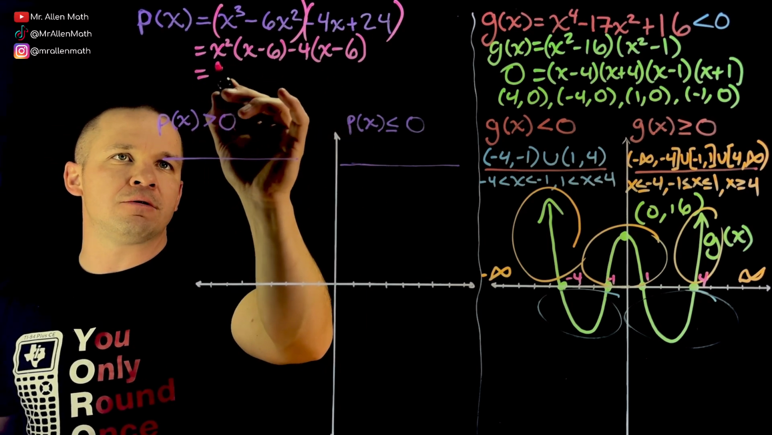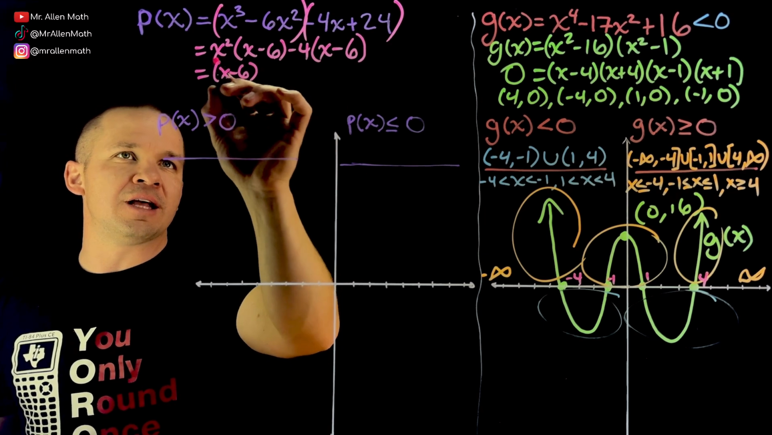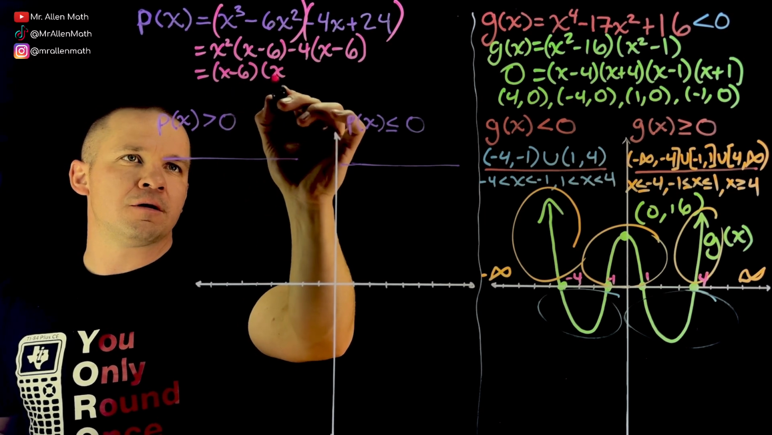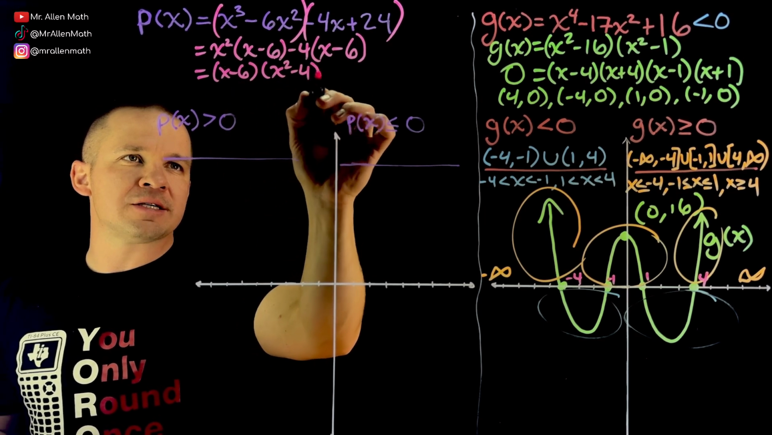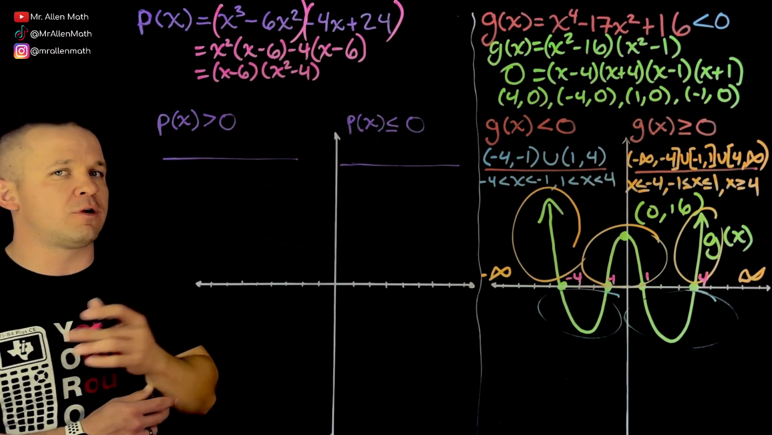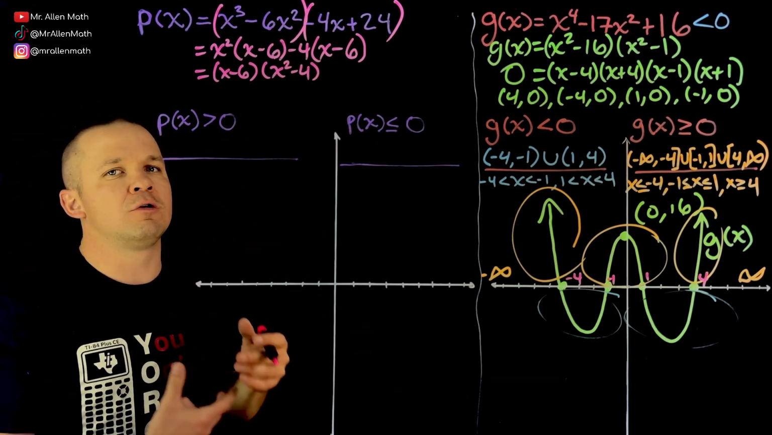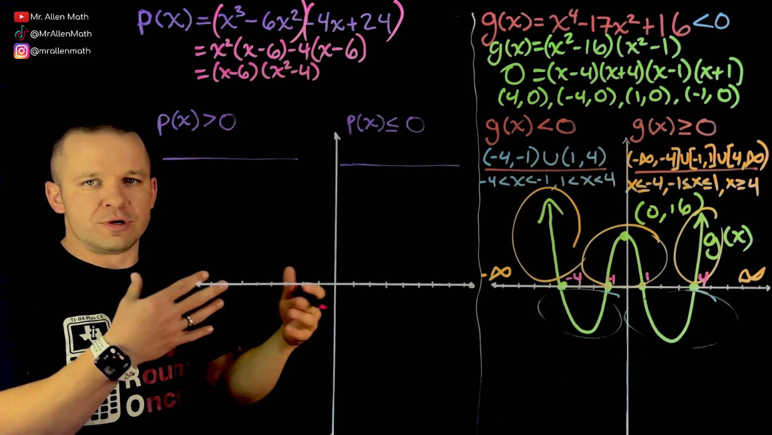So that comes out x minus 6. The leftovers, x squared minus 4, are its own thing. Now, because I'm solving, you could set x squared minus 4 equal to 0, add 4, square root, plus or minus, and all that good stuff. You can solve that way.